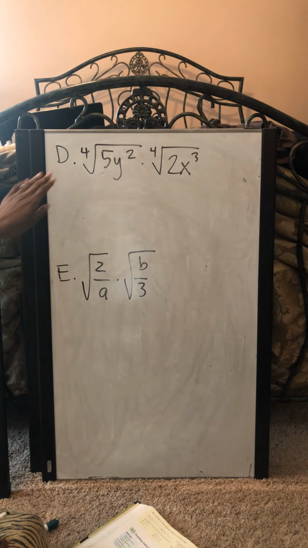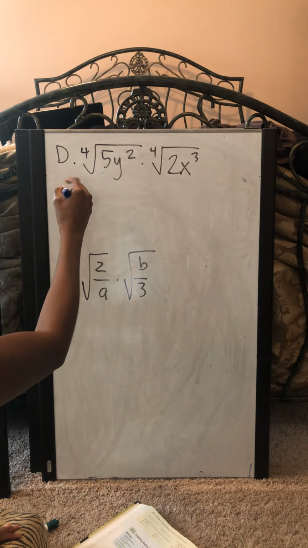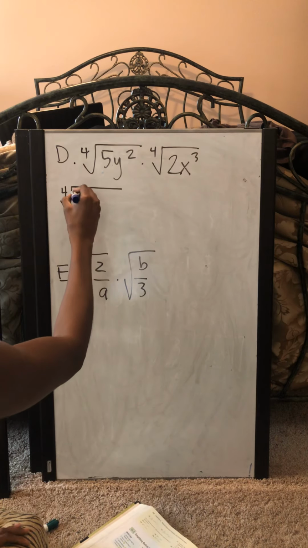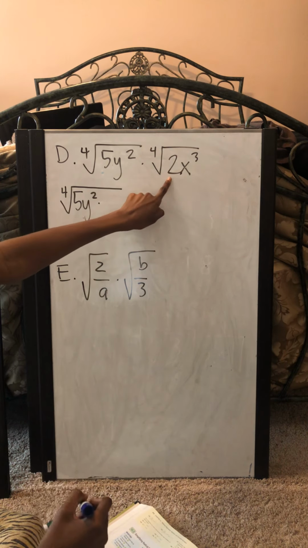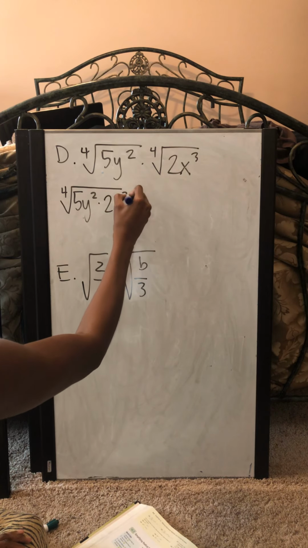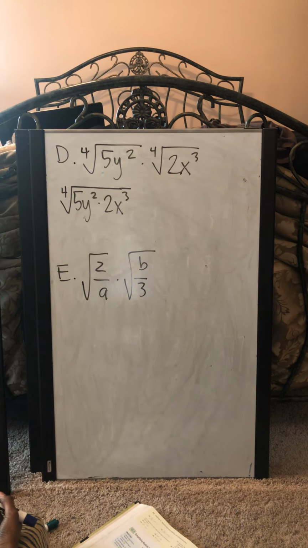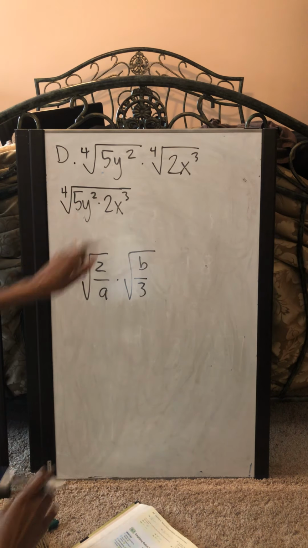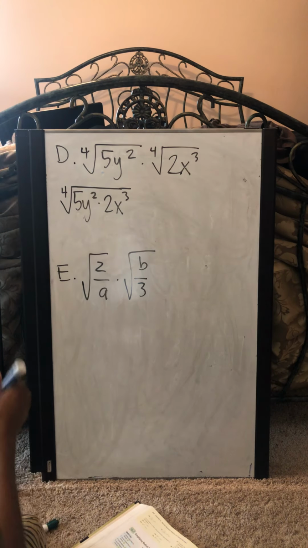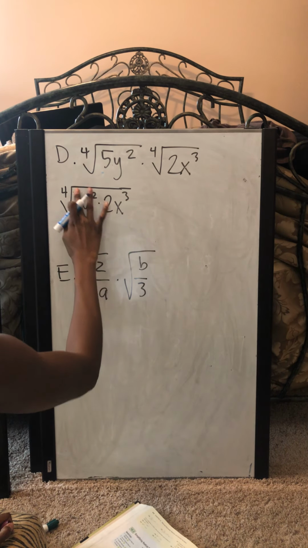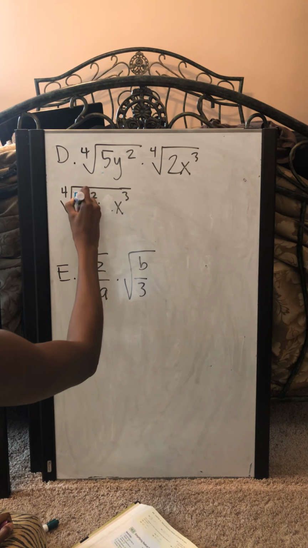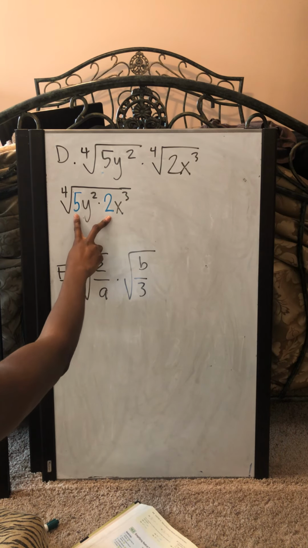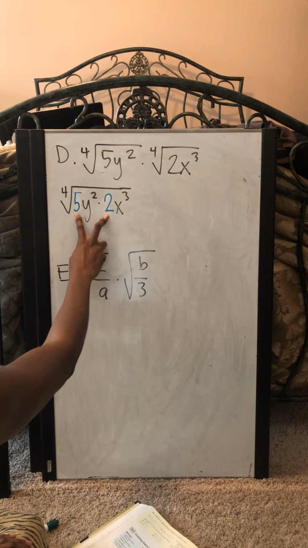Alright, so for D, again, they're both fourth roots. So we can take this 5y to the second, stick it underneath, times this 2x to the third, and stick it underneath. Okay? I'm going to go ahead and break it down. Well, we can look at the numbers first. Let's do that. I'll make them a different color again. So we have 5 and we have 2, right? Can we break those numbers down anymore? No, we can't. So 5 is just done. It's prime, and so is 2.